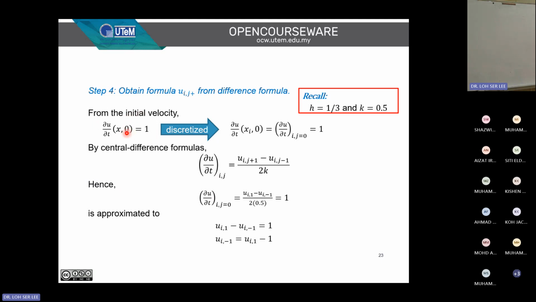Since this t is 0, that means your j equals 0, referring to the line of t equals 0. So we will take the formula. This is the formula to be used. Since your j equals 0, we substitute j by 0. So you have u(i,1) minus u(i,-1). Okay, k is 0.5, this equals 1. That's why here this is 1. So you simplify this one. We want the u(i,-1), the one with negative 1, to lead the formula.